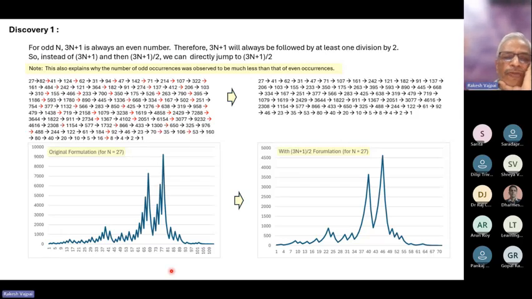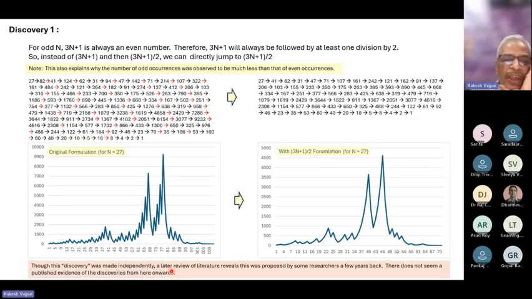If you see the left and the right, you suddenly see that the level of noise is much lesser. It still has a certain amount of fluctuation, and it can even be called random, but it is still far, far less compared to what you see on the left side. So that's the first discovery.